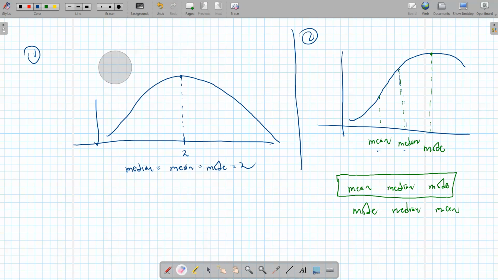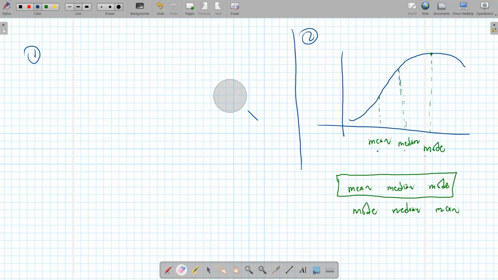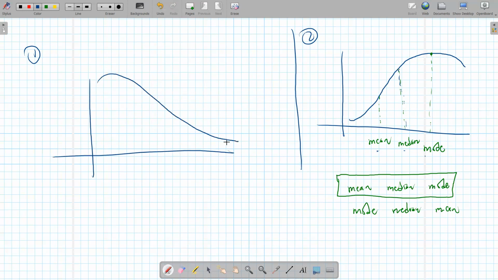Now the third case, as you can imagine, is something that's skewed to the right, something like this. What is this called? The mode. Again, it's going to follow this order. Median is always going to be in the middle. The next comes the median, the next comes the mean. Mode, median, mean.